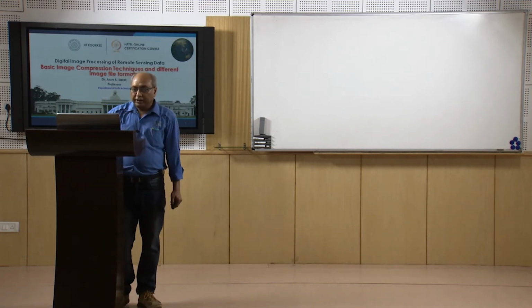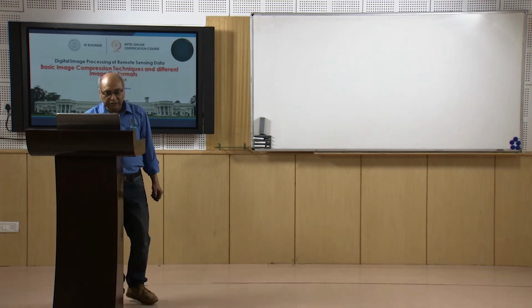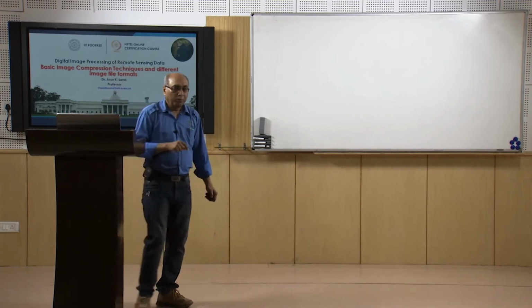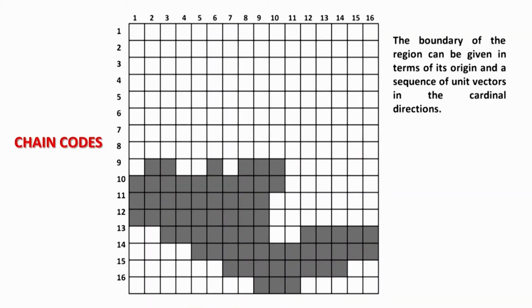So let's go to the first technique, which is called the chain code technique. In this one, the boundary of the region is recorded, the region being the smaller area out of the white and black. This is the boundary of this shaded area.